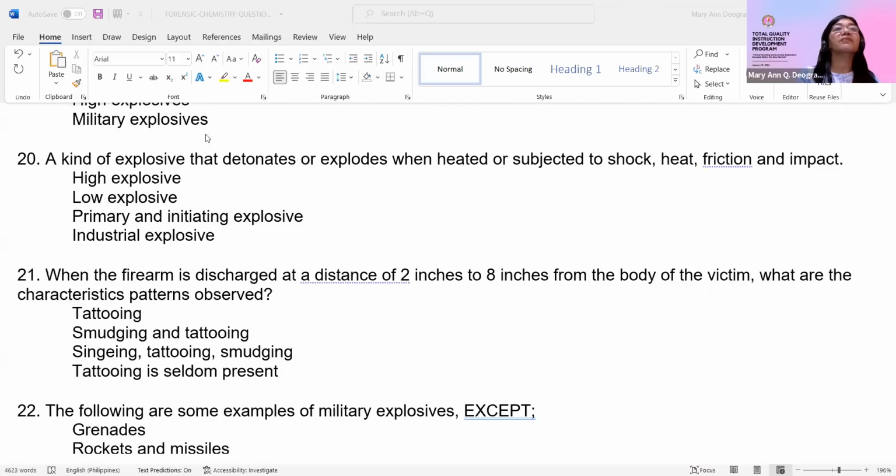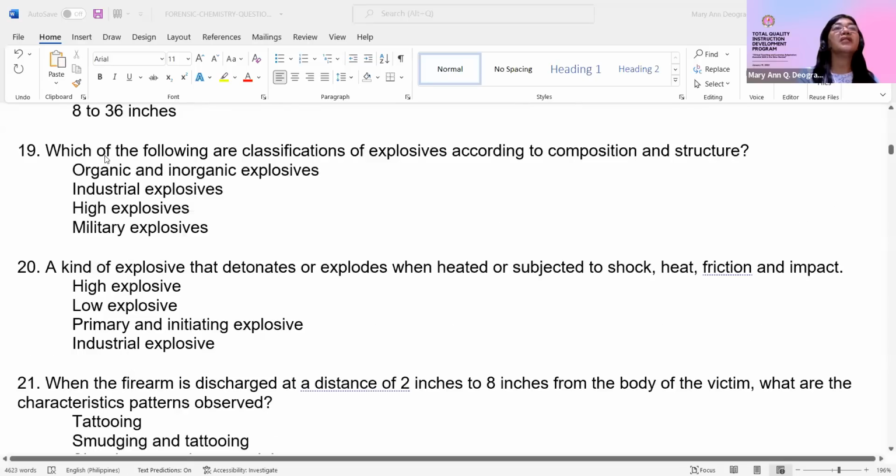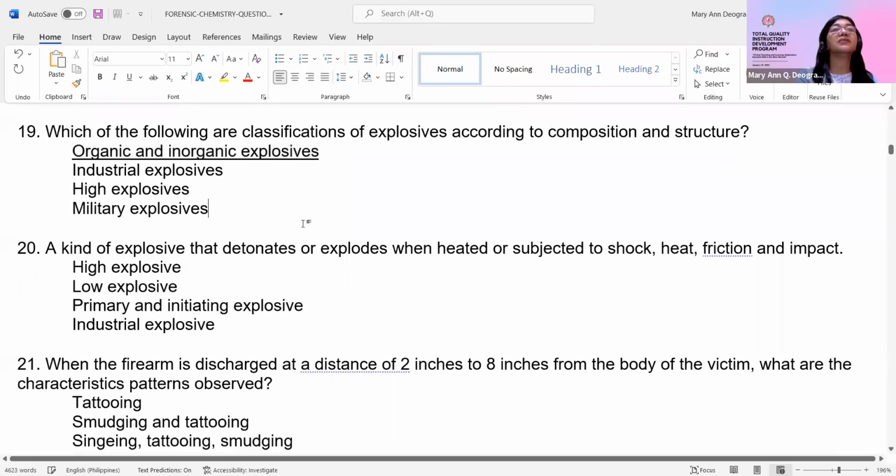Lagyan natin. Balikan natin to ha. Lagyan natin ng sagot. Need nyo talaga yung sagot. Okay, eto.